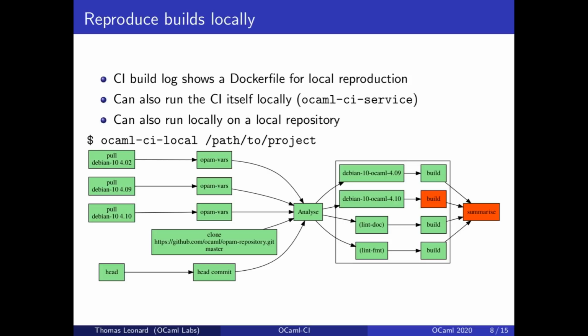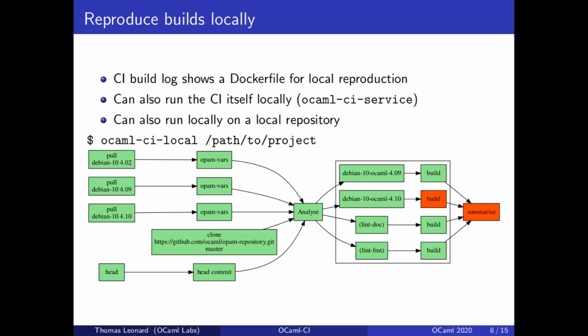One thing you'd often like to do with CIs is to reproduce a build locally. And I've already shown that every CI build includes a Docker file that you can copy and paste to reproduce that particular build. But another thing that you might like to do is to actually run the CI itself on your local machine. You can do that by cloning its repository and running the OCaml-CI service command, although if you want to do that, you will have to register your own GitHub app.